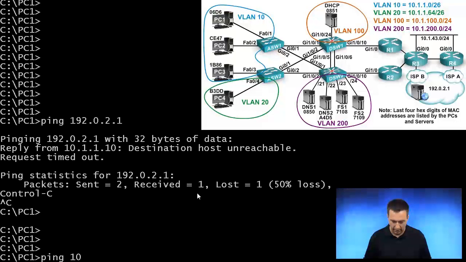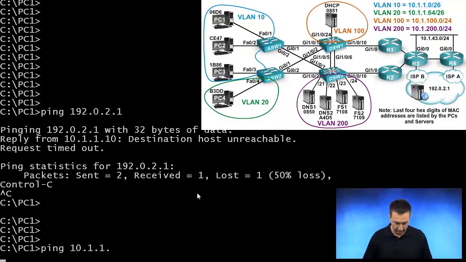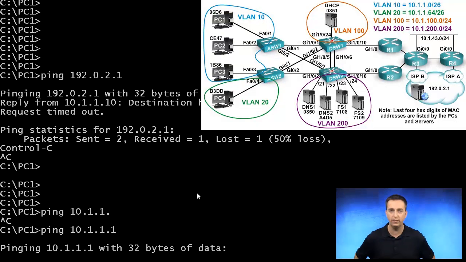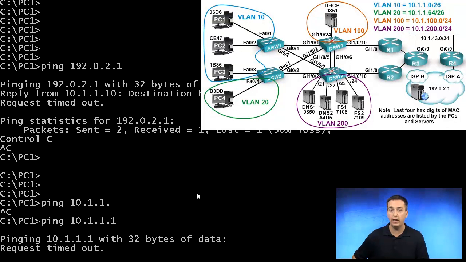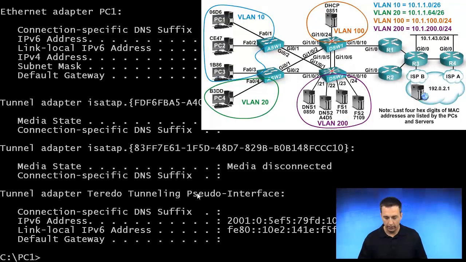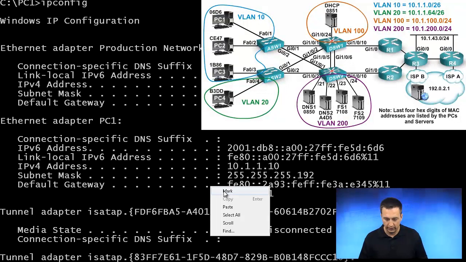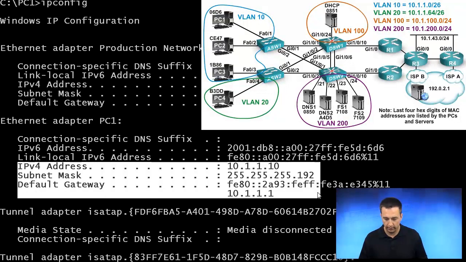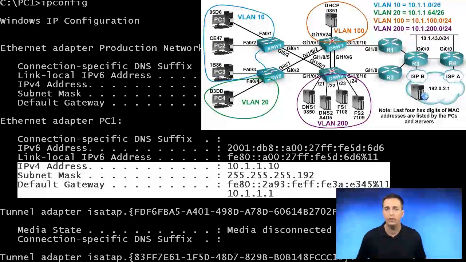So what do we do next? Let's ping our default gateway. And that's not the address of the default gateway. That's the address of the default gateway. Again, not able to access the default gateway. So you decide to check the configuration by typing in ipconfig on PC1. And you'll notice that PC1 has an IP address and a default gateway.